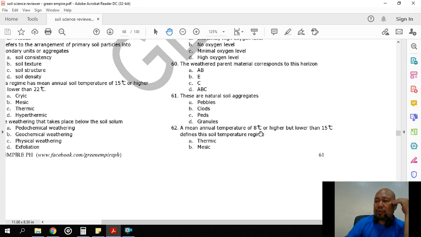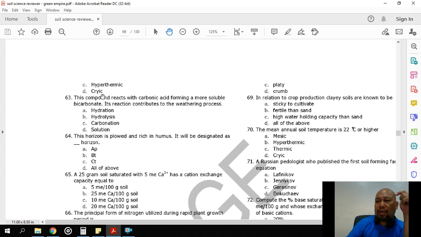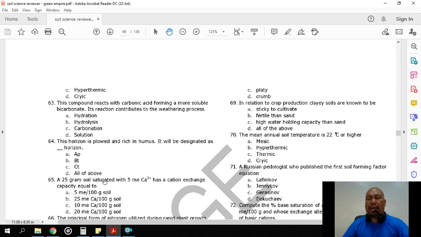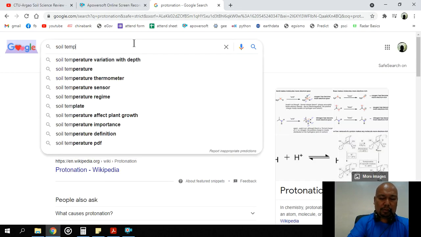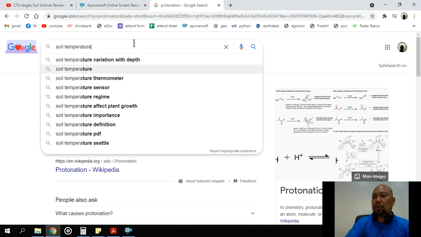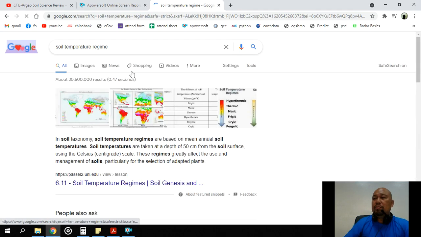A mean annual temperature of 8 degrees or higher, that's number 62, but lower than 15 degrees Celsius defines this soil temperature regime. We went through this before. The answer for the Philippines, like I said, is isothermic, which is 15 or 16 to 22 degrees. So, for 8 to 15, the options are thermic, mesic, hyperthermic, or cryic. Let's look it up again to be sure. Okay, soil temperature regimes. Where is that?